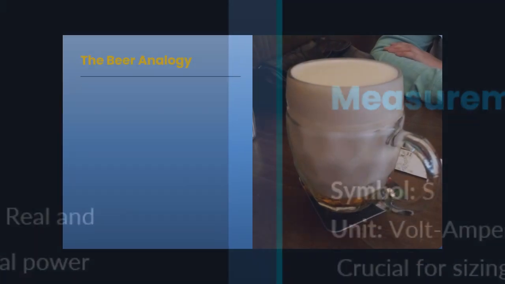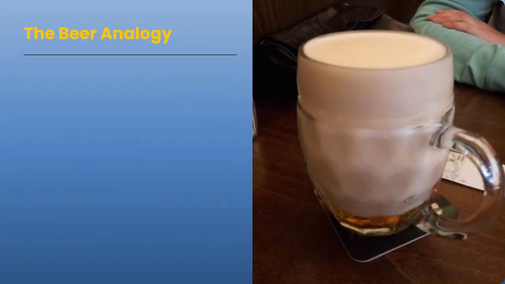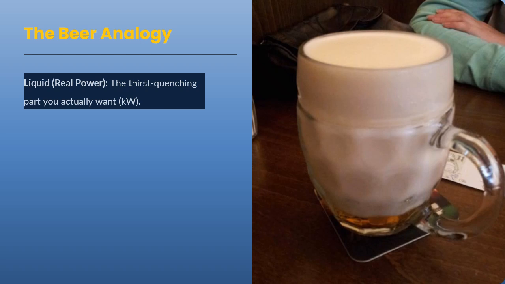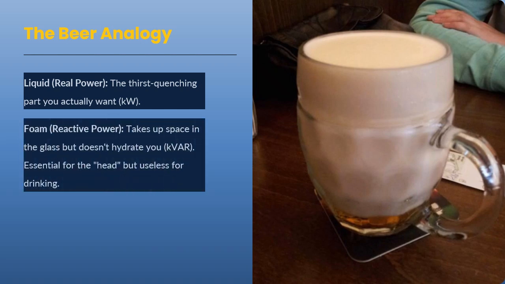The beer analogy. To illustrate these concepts simply, we can use the famous beer analogy. Think of the glass capacity as the apparent power, kVA, that's the total volume the utility has to deliver. The liquid beer is the real power, kW, the part you actually consume and pay for. And the foam at the top is the reactive power, kVAR. It takes up space in the glass, limiting the liquid, but serves no useful purpose for quenching your thirst.